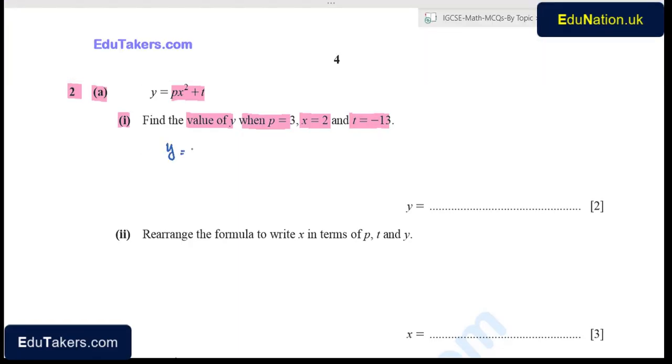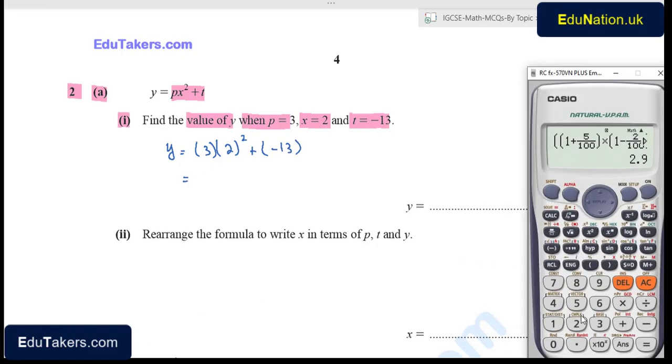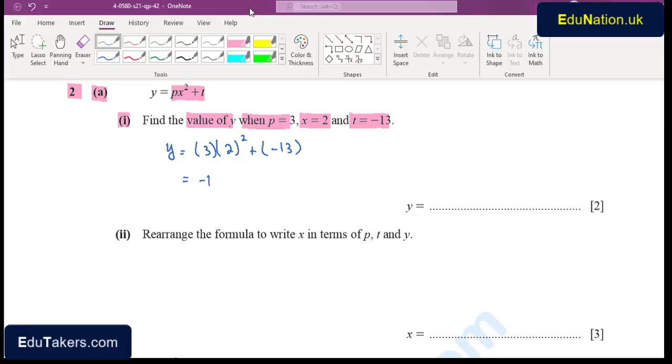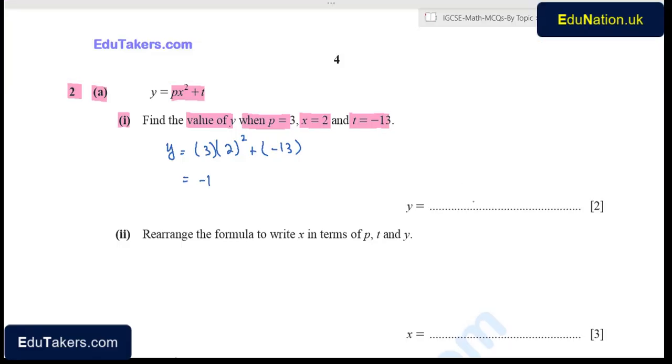Then y is equal to, with p as 3, x as 2 and t as minus 13, 3 times 2 squared minus 13, which is minus 1. The value of y is minus 1.